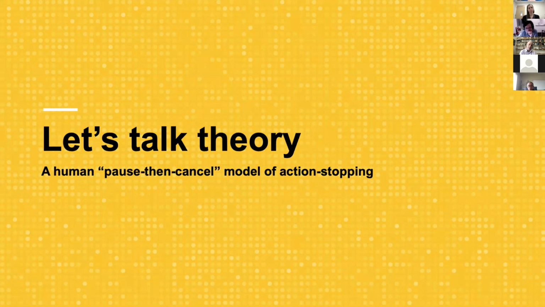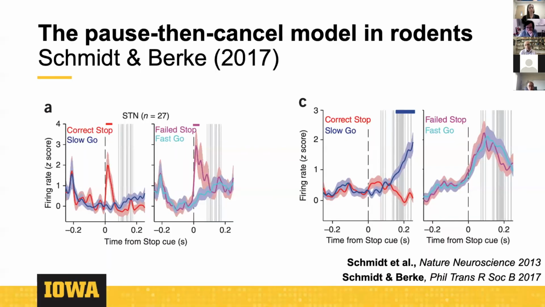And when I say theory, I'm referring to a paper that Darcy and I have just submitted, which is very comprehensive and tries to put all of this into a theoretical framework. But it's basically just an adaptation of Schmidt and Berke's work in rodents, where they proposed what they call the pause-then-cancel model of the stop signal task.